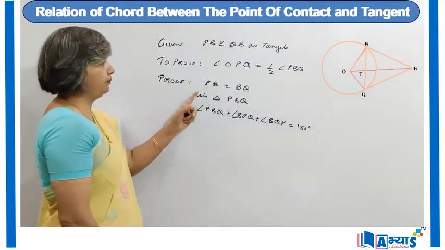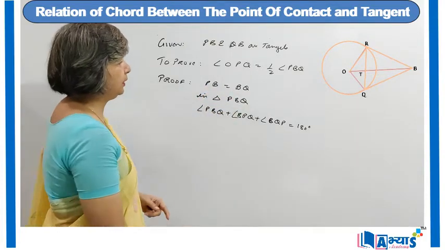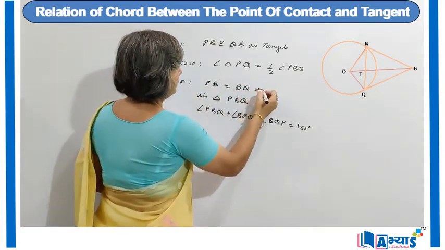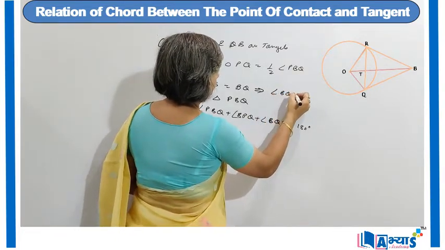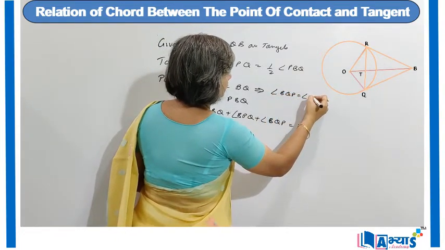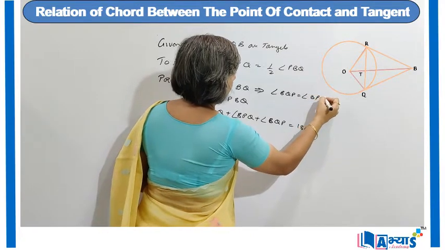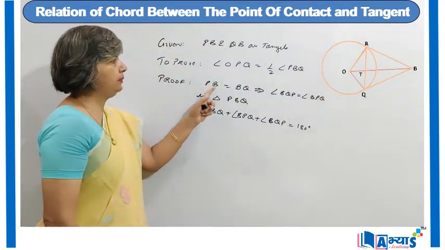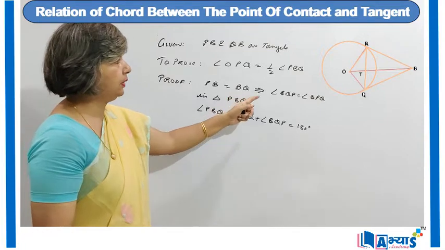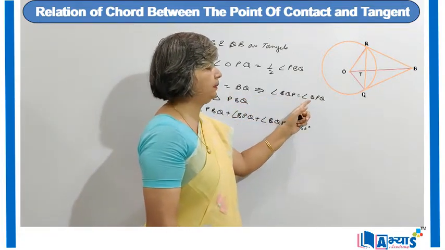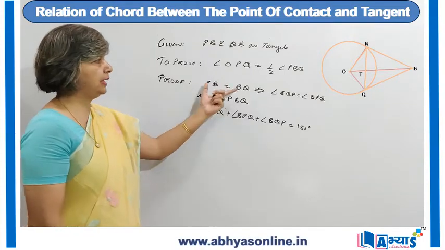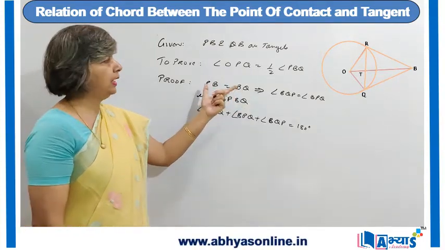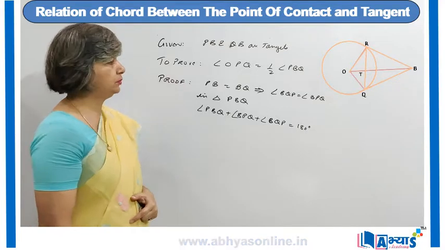Now we know that PB is equal to BQ. So this implies angle BQP is equal to angle BPQ, because we know that PB is equal to BQ. So angle BQP will be equal to angle BPQ, because if the sides are equal, then the angles opposite to equal sides are also equal.